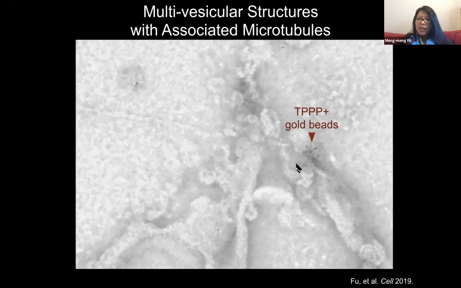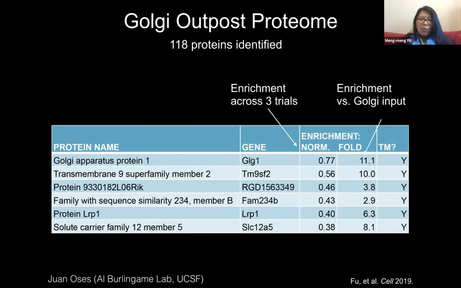And when we do mass spec of these structures, we can identify about 118 enriched proteins as part of the Golgi outpost proteome. And this is a short list of the top seven. And you can see that many of them are transmembrane proteins. Some of them are well known. For example, LRP1 was recently shown by Roman Geiger's lab to be important for myelination in vivo. There are also proteins that yet do not have a name. So there are many interesting directions for us in the future as we try to address what the functions of these proteins could be.